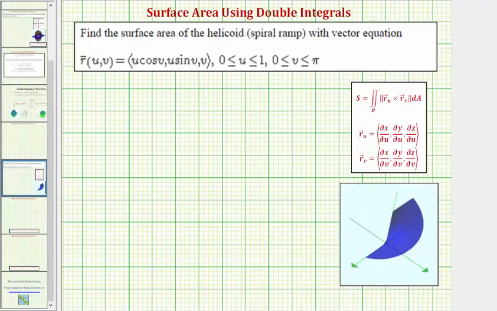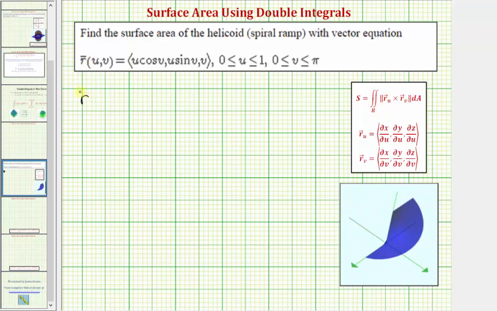Because the surface is given as a vector-valued function, we'll be using this formula here to find the surface area. Notice how we'll have to find the partial derivatives with respect to u and v, then find the cross product, then find the magnitude before we evaluate the double integral. So let's work on finding our partial derivatives.